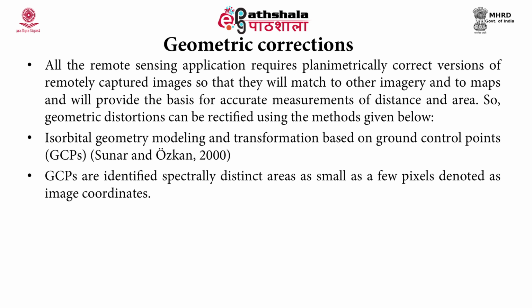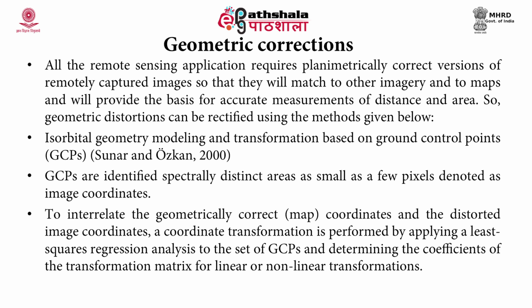The ground control points are identified spectrally distinct areas as small as a few pixels, denoted as image coordinates. To interrelate the geometrically correct map coordinates and the distorted image coordinates, a coordinate transformation is performed by applying a least squares regression analysis to the set of ground control points and determining the coefficients of the transformation matrix for linear or non-linear transformations.